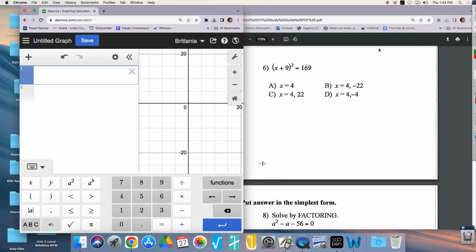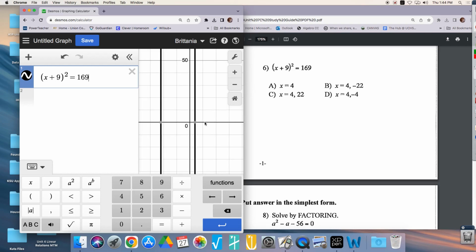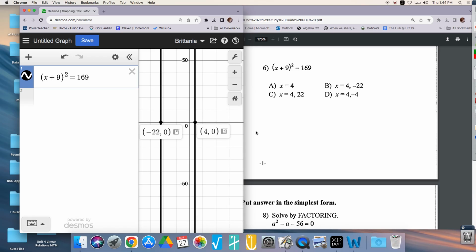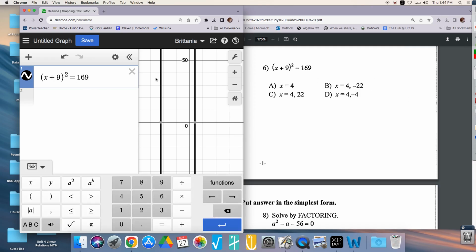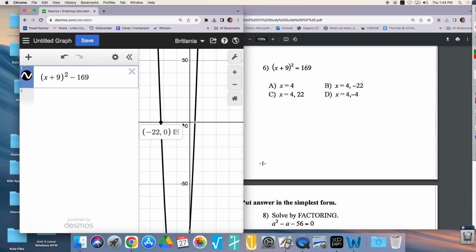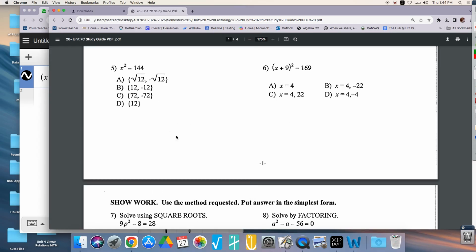Again, Desmos is our bestie for the resty. We want to use this calculator just as much as we can. All right, equals. Now when I put this equals, it's going to change to 2 vertical lines. I see 2 vertical lines, so I got 4 and negative 22 and B. If I wanted to see this as a parabola, I would have to move 169 over, and I would just say minus. And now I see a parabola, and I still get negative 22 and 4. So either way, I'm going to see the answer. My roots crossing at the x-axis because we solved it.